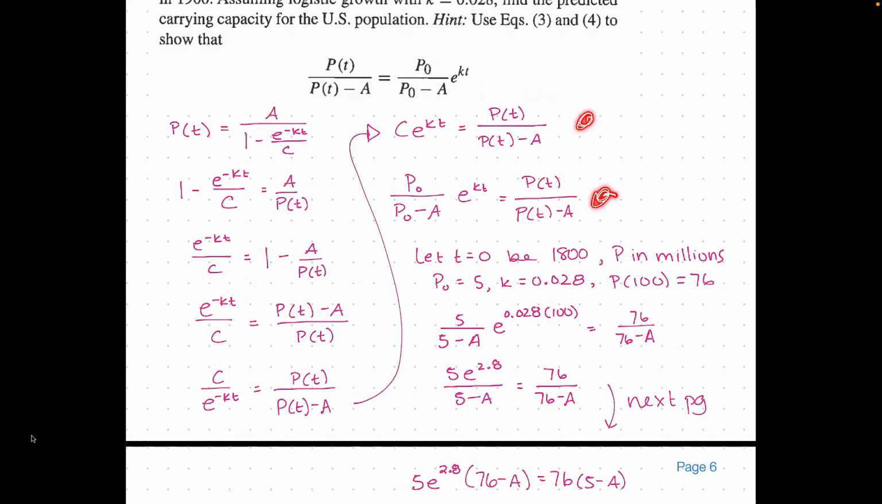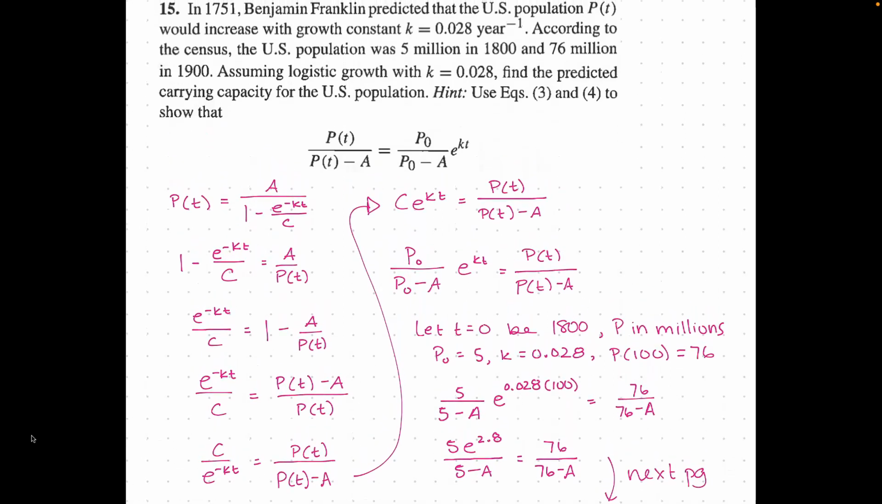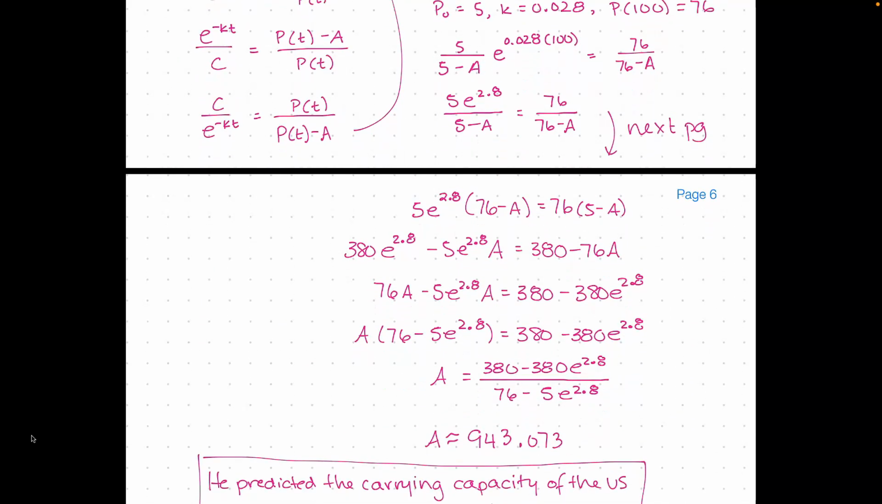Okay, so then how can we use this? So it says, basically from the problem in the above, so if we let 1800 be time t equals 0, so that's the starting point, and then P in millions, so that means the starting population is 5. And we're using this growth constant, and then we also know 100 years later that we were at 76 million. So I'm just basically plugging all that stuff in to find out the carrying capacity.